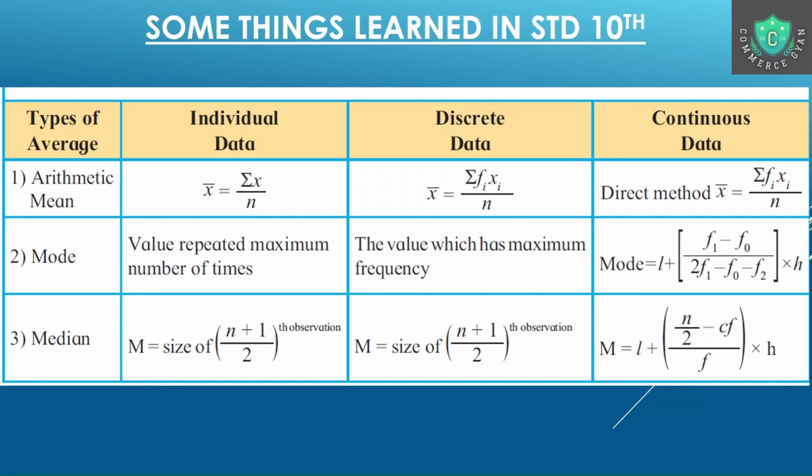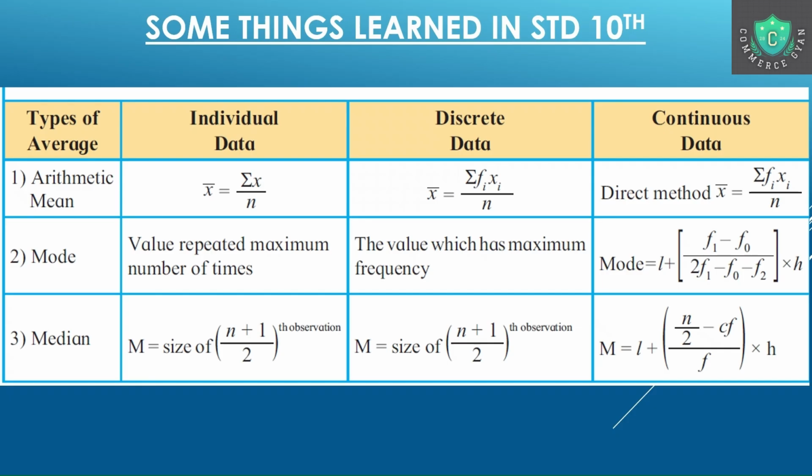Let's see some things which you have learned in standard 10th. Now you'll say, why 10th now? Yes, we need that because that will form the basis of computation of these partition values. First of all, you have learned arithmetic mean. If you remember the formulas: for individual data, how you compute the mean; for discrete data, how you compute the mean; and for continuous data, how you compute the mean. Then we also have mode and median. These three terms, arithmetic mean, mode, and median, are something we are going to use. These formulas we are going to use for the computation of these partition values.